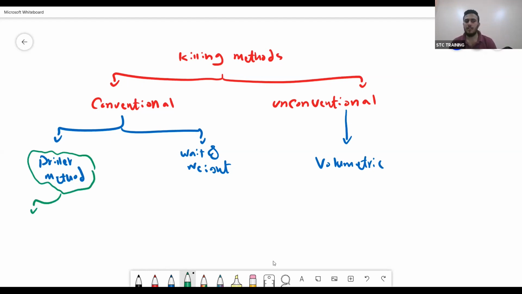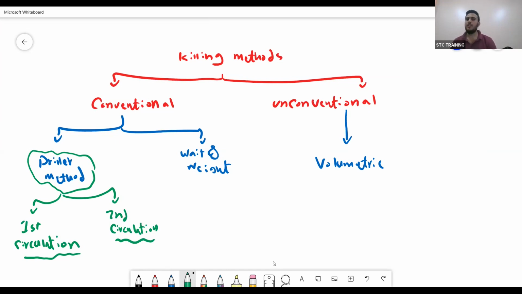Okay, guys, here we have our driller method. It has two circulations. The first circulation has a specific objective, and here the second circulation. The main difference between the driller method and wait and weight is the number of circulations here, and wait and weight has only one single circulation. This is the main difference between wait and weight and driller method. So let's talk in detail about conventional and unconventional methods. Conventional refers to when you are on bottom, but unconventional refers to when you are off bottom.